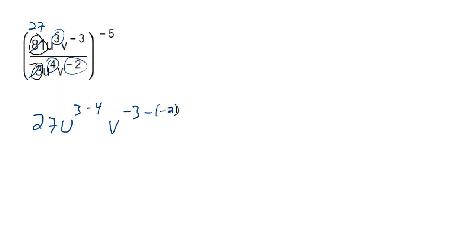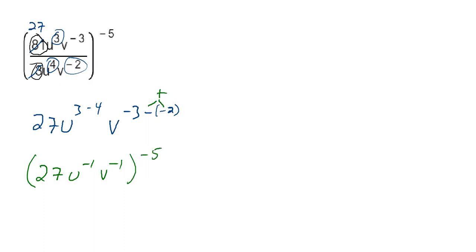So be careful. A lot of negative signs there, right? Negative 3, negative 2, and you're subtracting. And then let's simplify that before we bring this negative 5 back into the picture. So we're going to have 27 u to the negative first power v to the negative first power, because minus negative 2 becomes plus 2. And so I'm going to get negative 1 there also. This is now going to get raised to the negative fifth power.